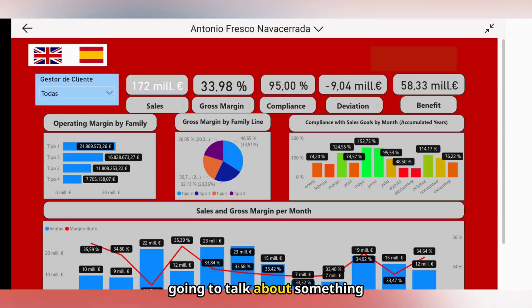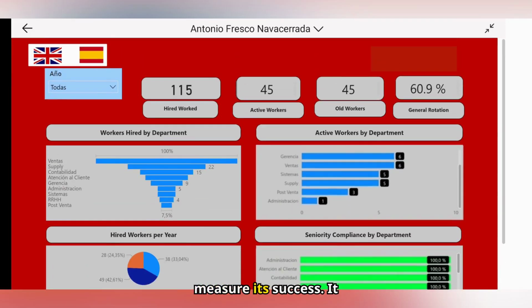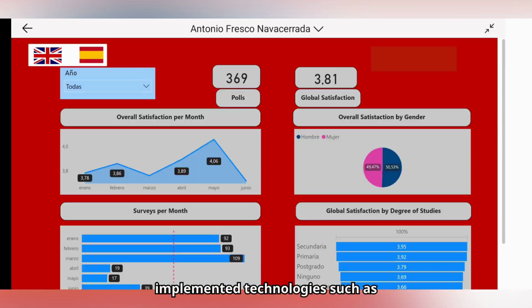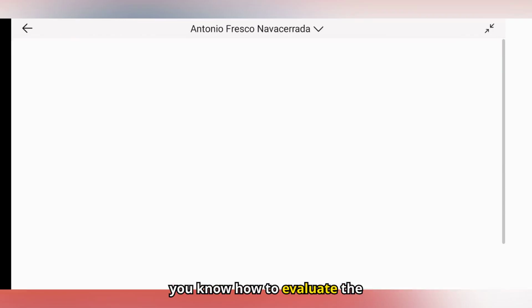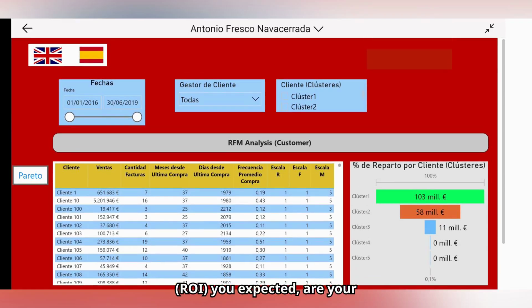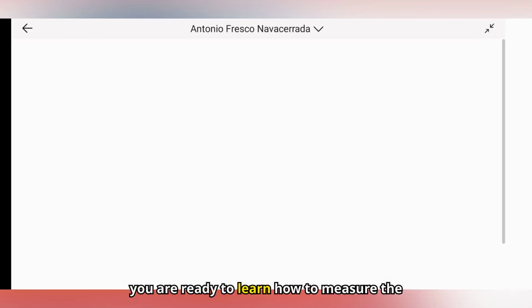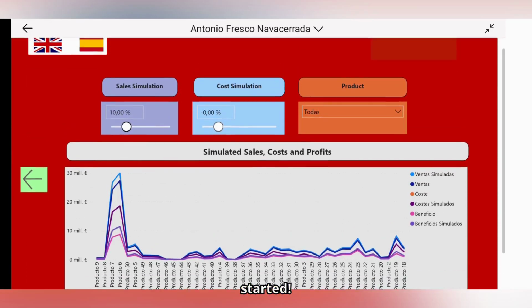Today we are going to talk about something fundamental to any digital transformation project: how to measure its success. It is crucial that once you have implemented technology such as artificial intelligence, advanced analytics and automation, you know how to evaluate the results. Are you getting the return on investment (ROI) you expected? Are your KPIs aligned with your strategic objectives? If you are ready to learn how to measure the impact of your digital transformation, let's get started.